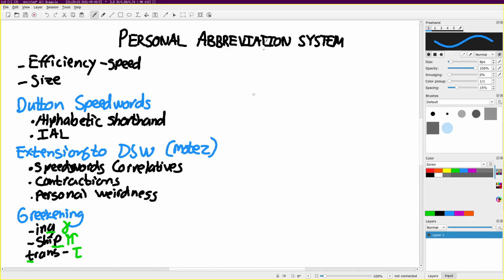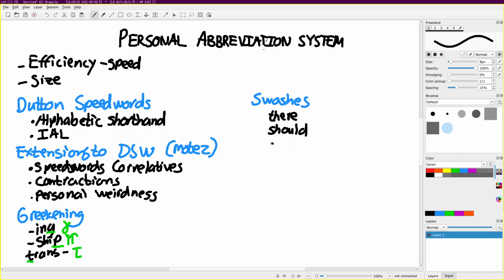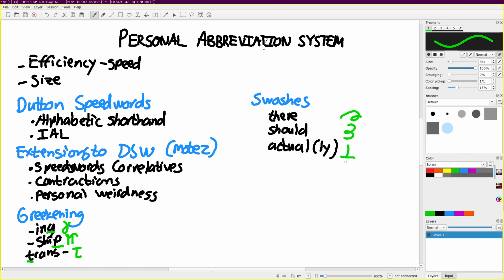There is also, I call these swashes. These are actually special characters that I made up that are used for some things. For instance, they're common words that in all of my other systems are kind of awkward to write. Should, actual, or actually. And these look like that. These are designed to be pretty easy to write in just a couple strokes and be easily distinguishable from anything else. So I don't want them to be confusing with letters or something.